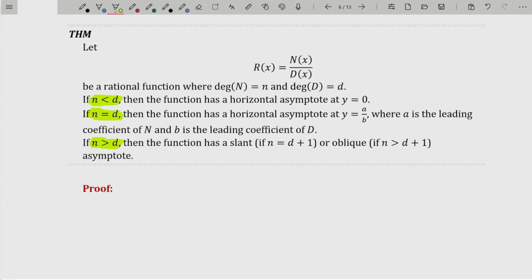Those are the three realities. Either they're the same, or one's bigger than the other, or one's less than the other. That's just the reality of how inequalities work. And what this theorem is telling us is if the degree of the numerator is strictly less than the degree of the denominator, then the function has a horizontal asymptote at y equals 0.